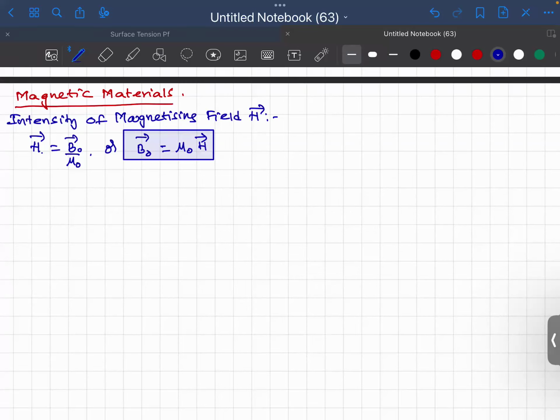So the ratio of magnetic field to the magnetic permeability of free space is what we will call as H. In fact, this is what we call as a source. Units for this one is ampere turn per meter or simply ampere per meter. This is related to source.